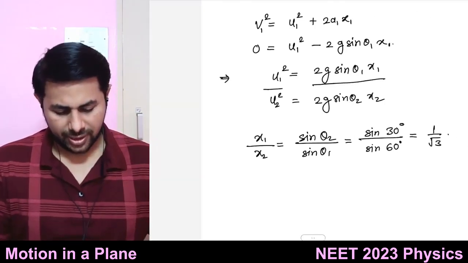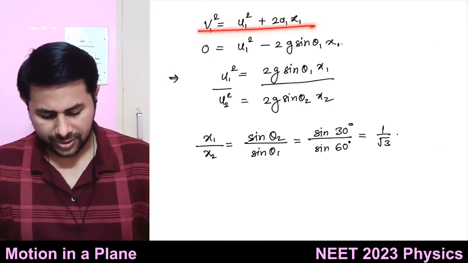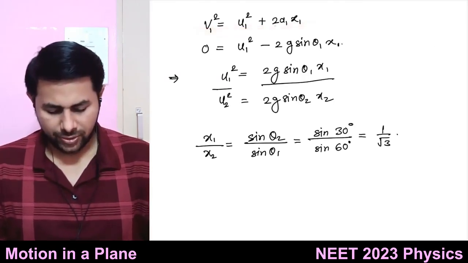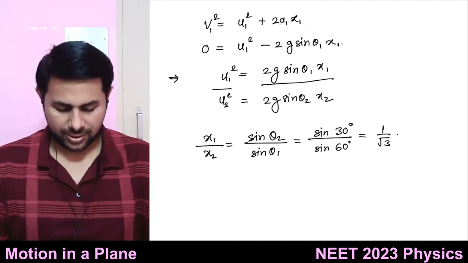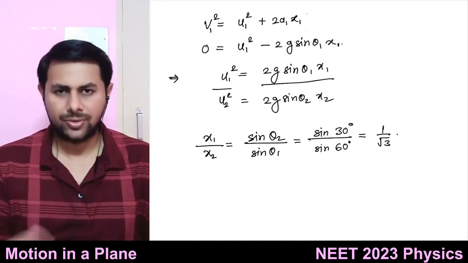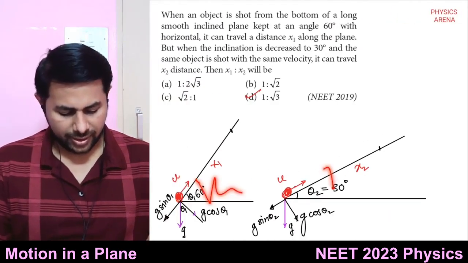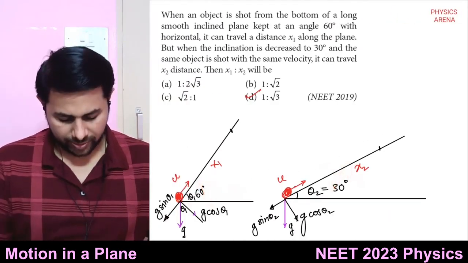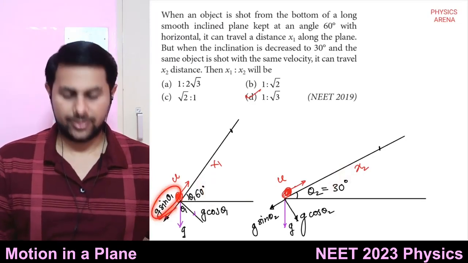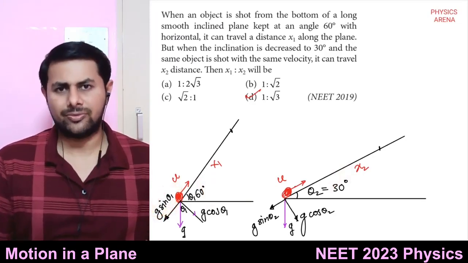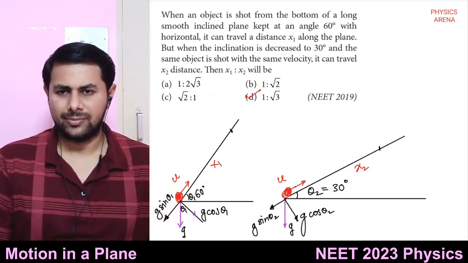So if you remember this thing, you can directly write down this equation that v square equals u square minus 2g sine theta into x1, and similarly for the second one. So no need to draw anything. If you just remember this fact, you can solve it a little bit quicker, in half the time, right?